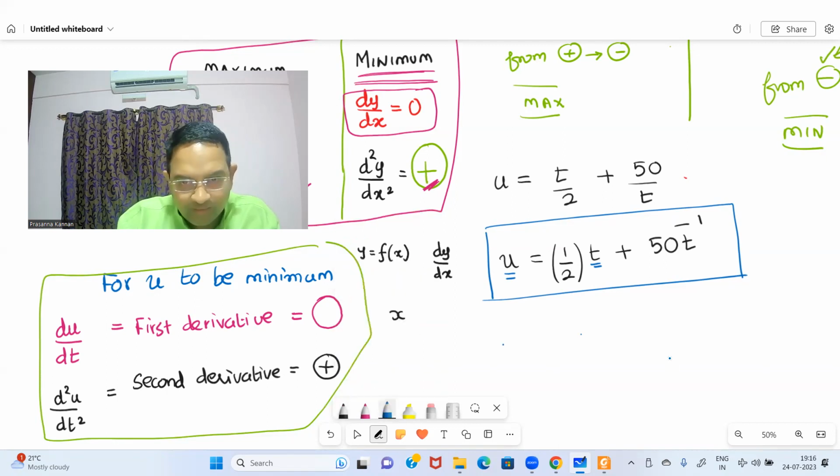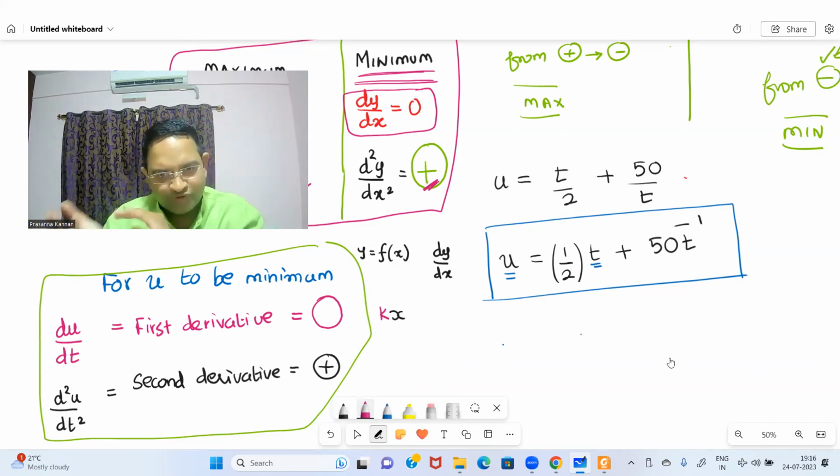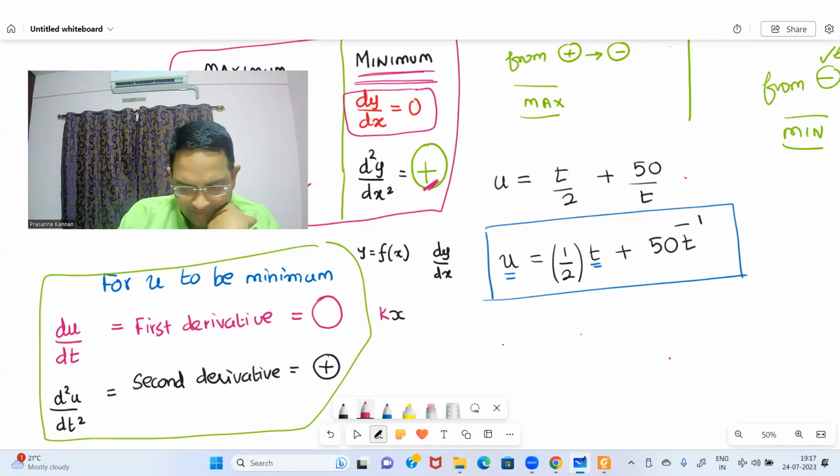Differentiation of x is 1. What is the differentiation of a constant into x? Constant, if it stands alone, has differentiation 0. If the constant is multiplied with x, what is the differentiation of kx? What is the differentiation of 5x? 5. So the differentiation of kx is k. Are you clear now? Differentiation of kx is not 0.